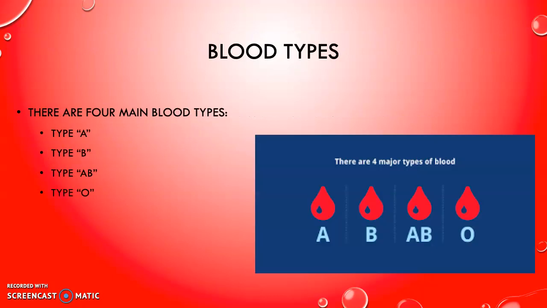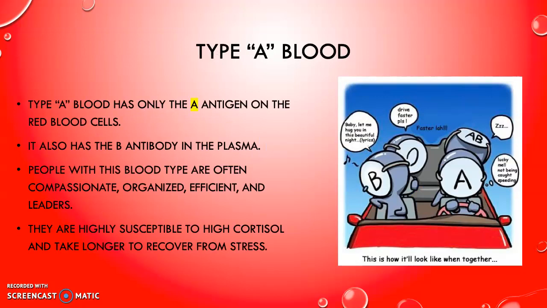There are 4 main blood types that we know of. That's A, B, AB, and O. Type A blood has only the A antigen on the red blood cells. It also has the B antibody in the plasma, so they're like switched basically.